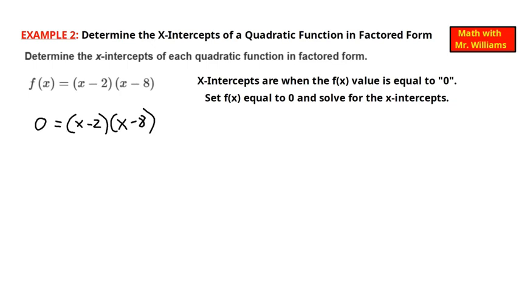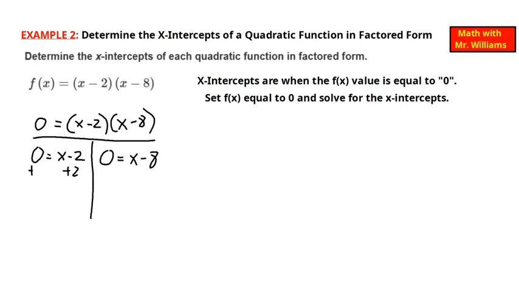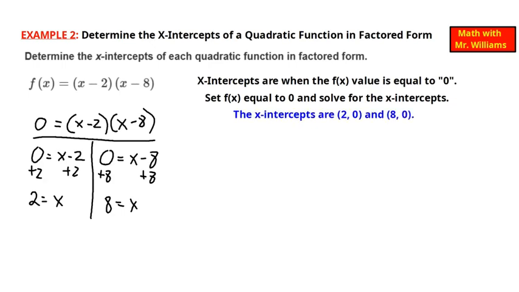Now we're going to set both factors equal to 0. So we're going to break this apart. I'd like to do a nice little t-chart where 0 has to be either x minus 2 or 0 has to be equal to x minus 8. So this is just a one-step equation. We're going to add 2 to both sides, giving us 2 equals the x value. We're going to add 8 on this side, giving us 8 equals x on this value. So the x-intercepts are at the ordered pairs of (2, 0) and (8, 0).